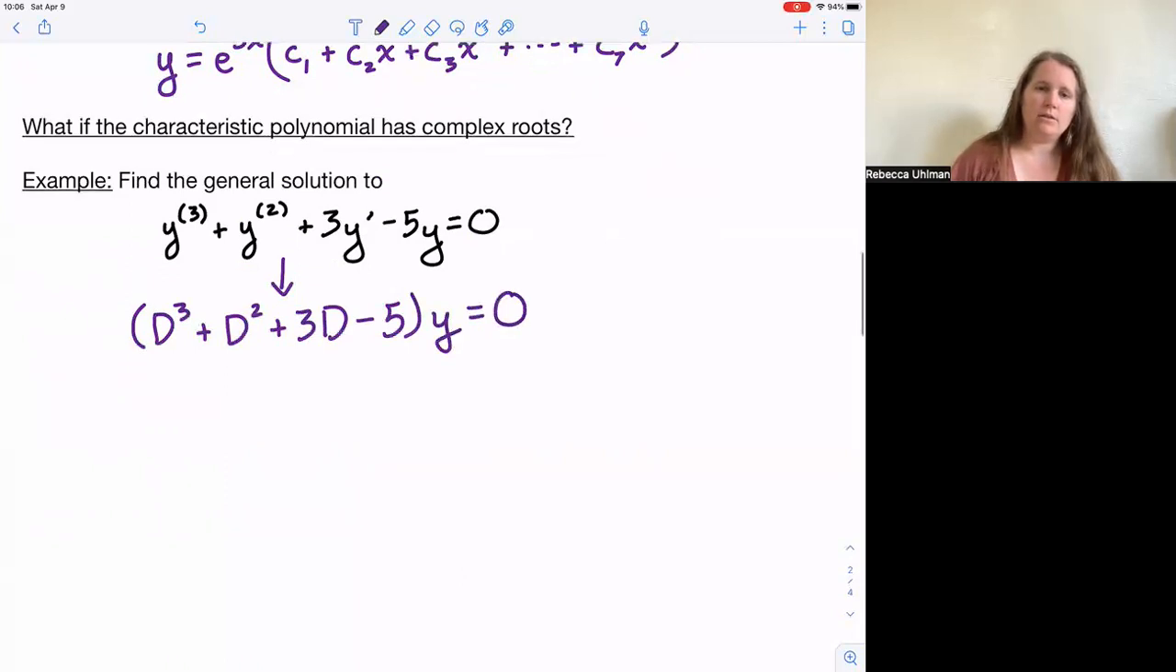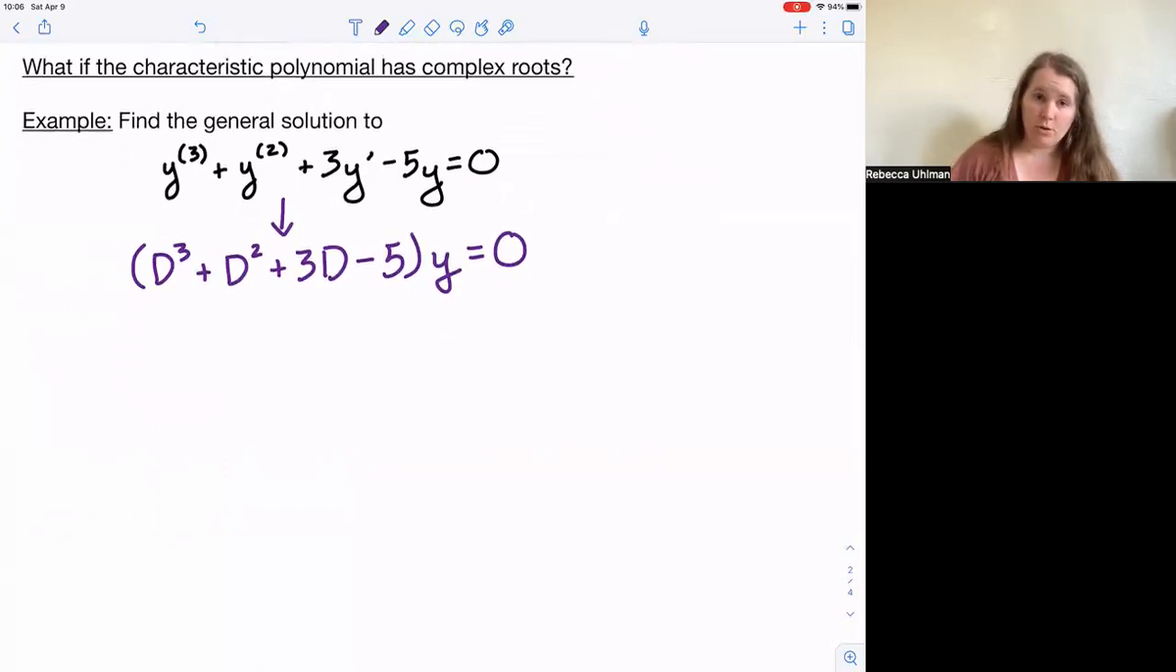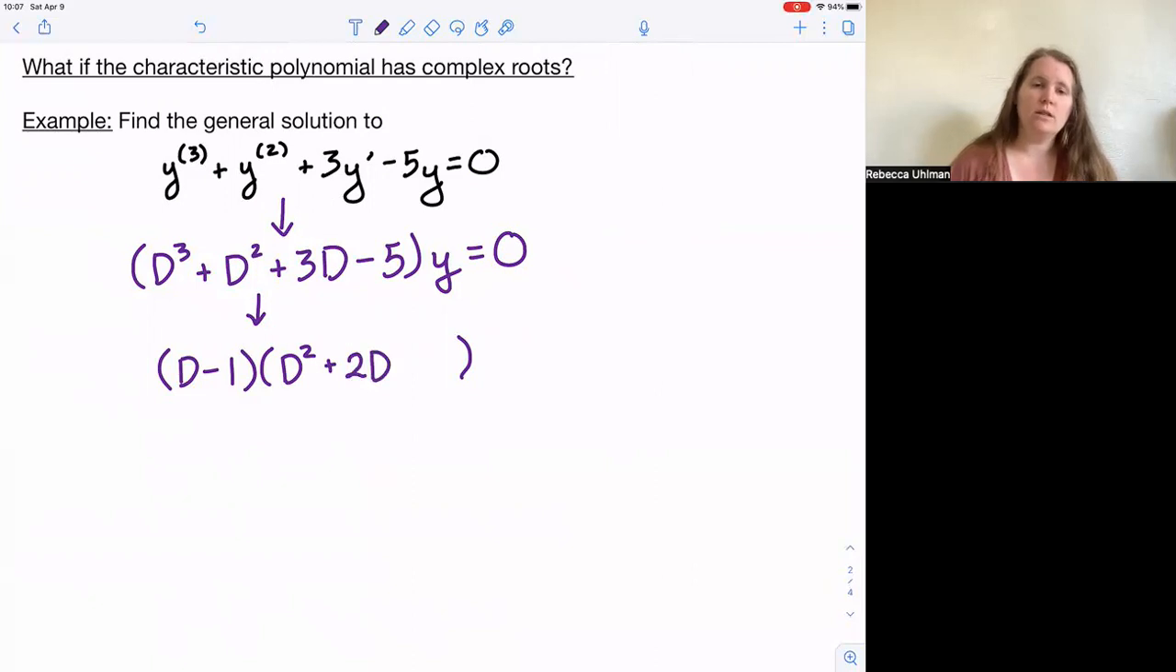And if we factor this polynomial operator, if I remember correctly, I believe it's d minus 1 times, we would need d squared to get to d cubed, then that would be a minus 1d squared, so we need plus 2d squared. We would get that by plus 2d times our d.